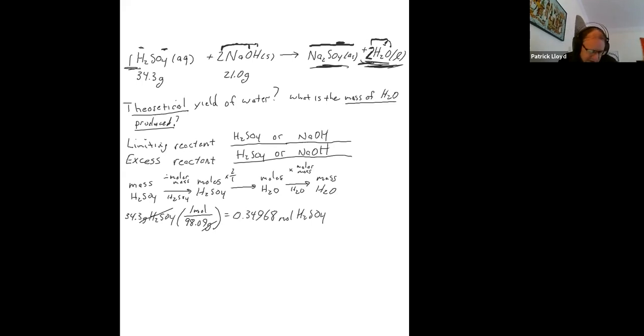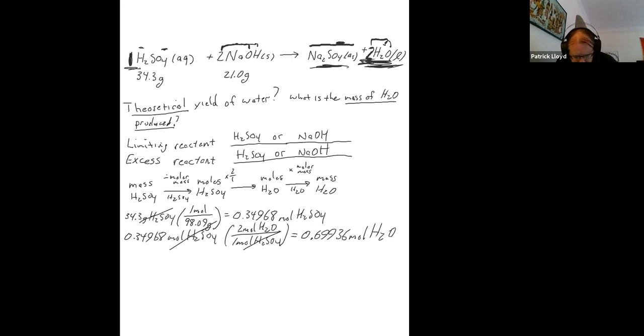Okay. Second step, we're trying to figure out how much water we have. So the relationship is every time 1 mole of this reacts, you get 2 moles of water. You get twice as much water out, okay? So we take our 0.34968 moles of H2SO4, and then it's 2 moles of water for every 1 mole of H2SO4. It's kind of cool. So times 2. So you get 0.69936 moles of water. Okay.